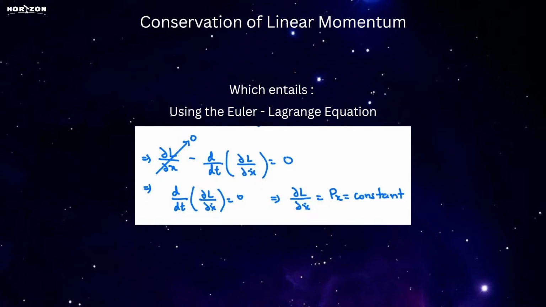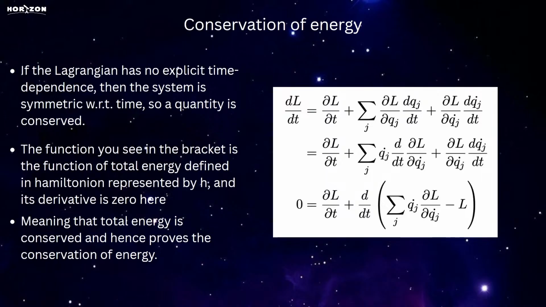But what about conservation of energy? Well, let's say the Lagrangian does not depend on time. Now, if we take the derivative of the Lagrangian and then use the Euler-Lagrange equation, on simplifying the equation, we would get this function, as you can see in the bracket. This function is actually pretty important. It is the energy function H, which represents the total energy of a system and is defined in the Hamiltonian.